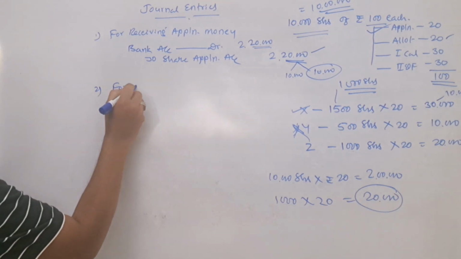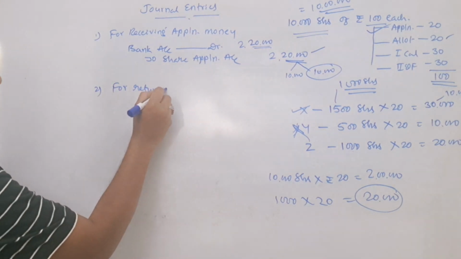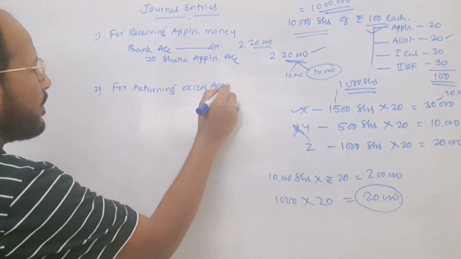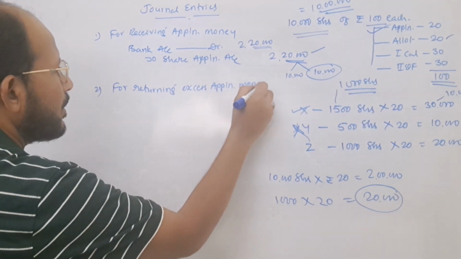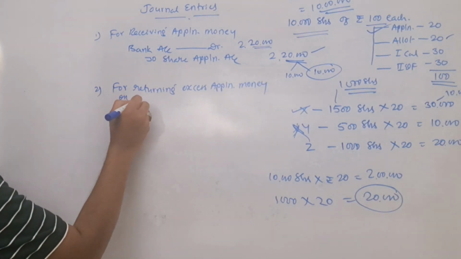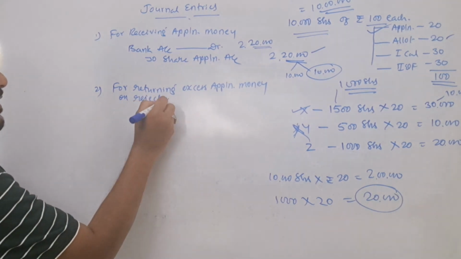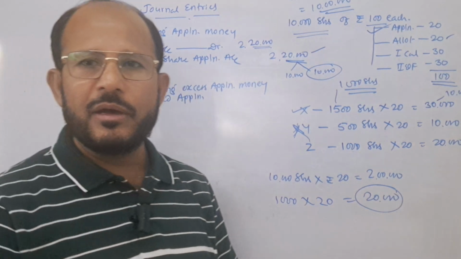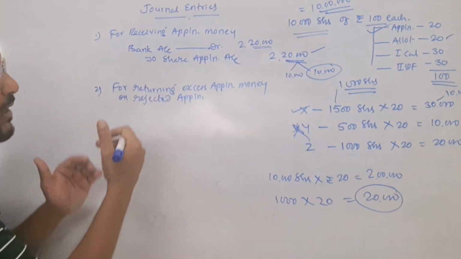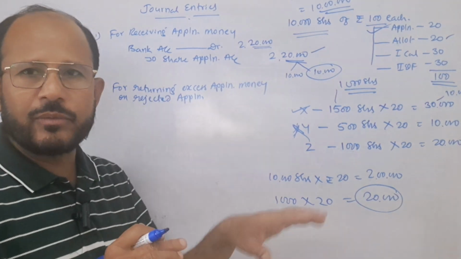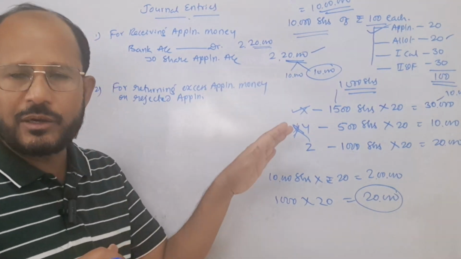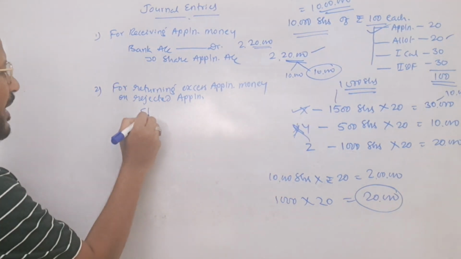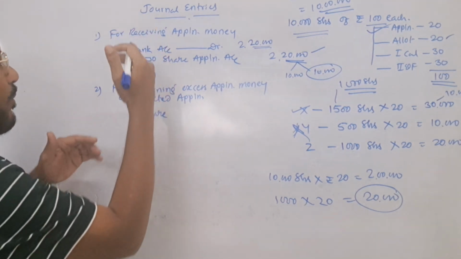For returning excess application money on rejected applications. That you have to remember, rejected applications. If the applications are rejected, only then will the amount be returned to them. For that, we have to pass the opposite journal entry, because cash goes out from the business. Here the company is making the payment, returning the amount. That is why we have to reverse the above entry.